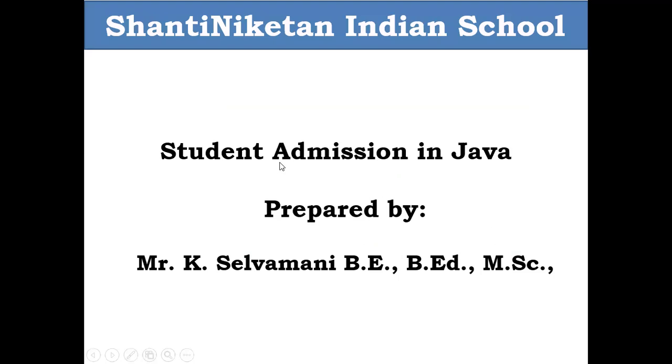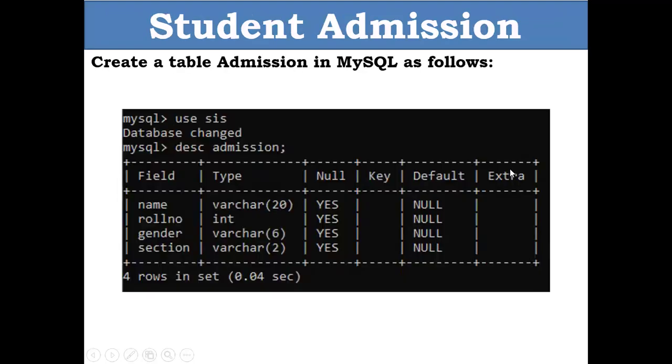See, this is student admission in Java. First, let us create one table called admission in MySQL. Our database is SIS. Inside the database, I created one table called admission. It has name, roll number, gender, and section. Am I right? Let me do one by one.